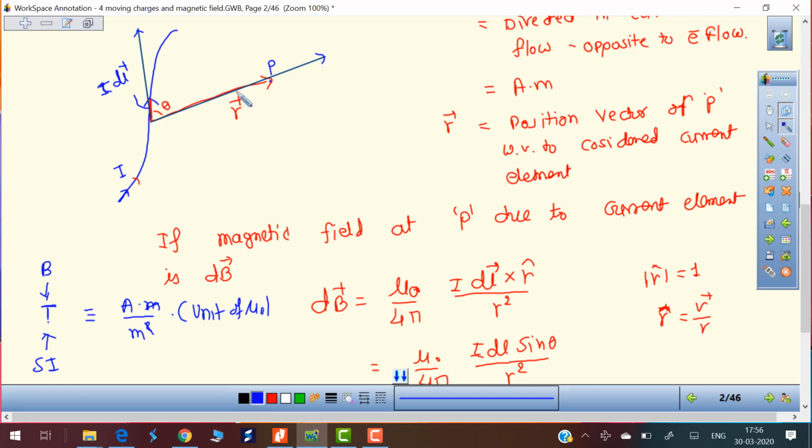These both are in the same plane. So where is your B? So B is perpendicular to this plane. And we know that when we have a vector product, the resultant direction can be determined with the right hand thumb rule, or the right hand screw rule.